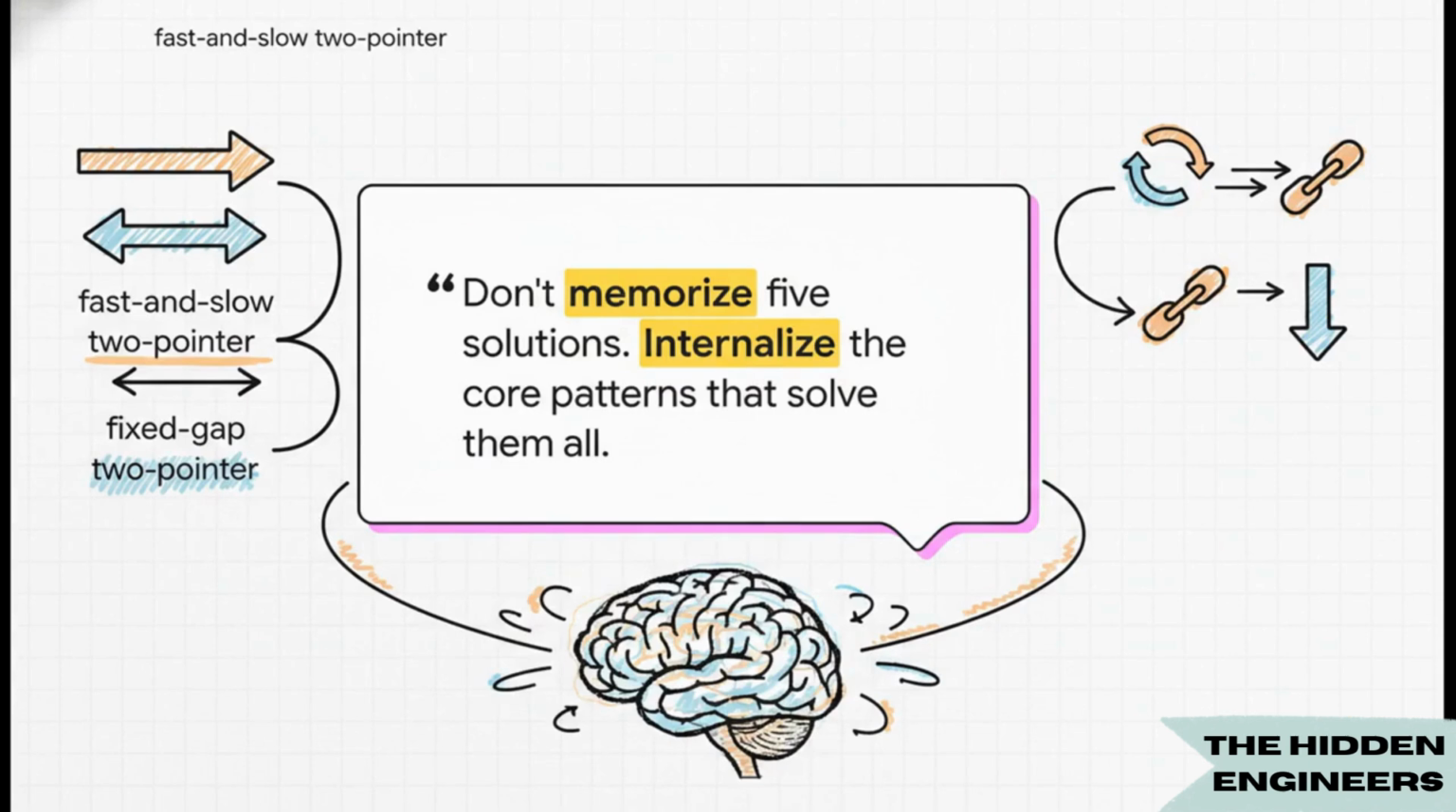And that brings us to the single most important point I want you to walk away with. Please listen to this. The goal is not to memorize 5 solutions. It's to internalize the 2 or 3 patterns that solve them all. I mean, think about it. We just saw how that 2-pointer idea, whether it's the tortoise and hare or the gap method, solves 3 of these 5 problems right off the bat.